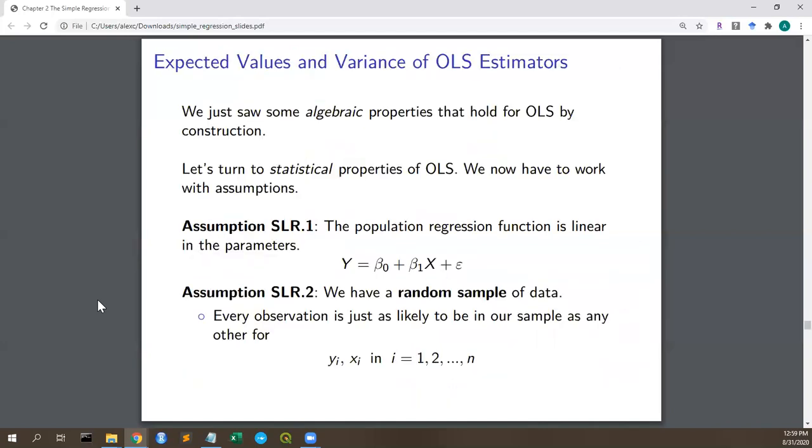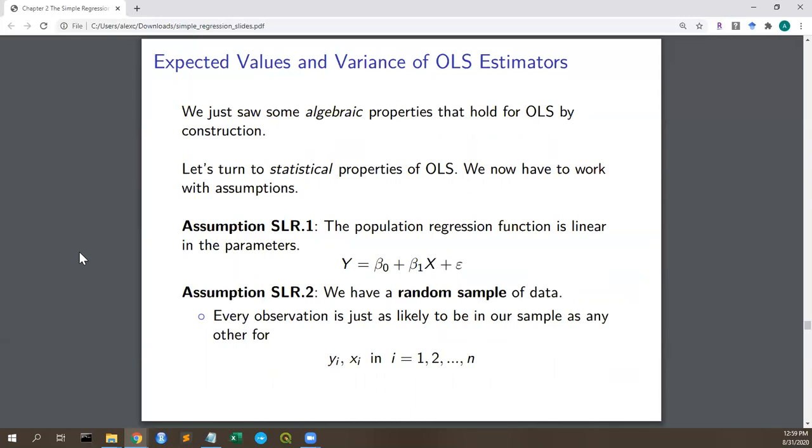We can skip this one. Those are just some algebraic properties that hold for OLS by construction. That's what we designed our model to be. So now we can talk about the statistical properties of OLS.